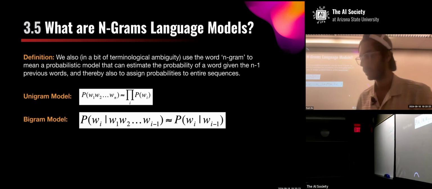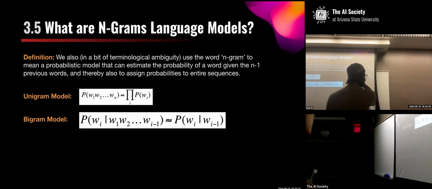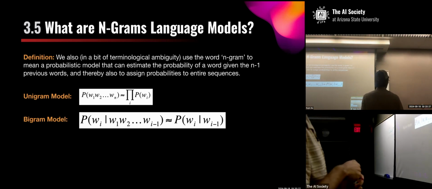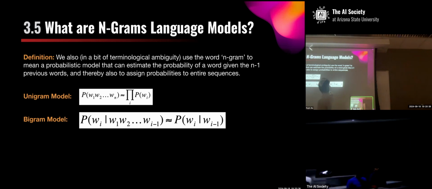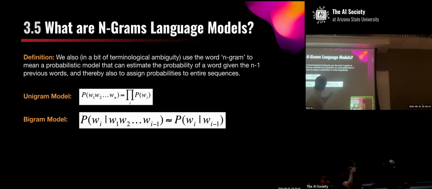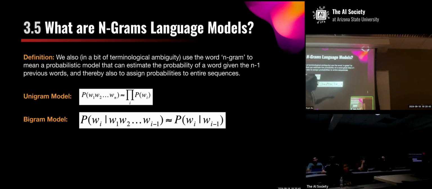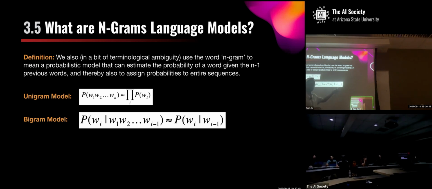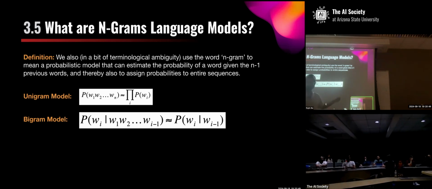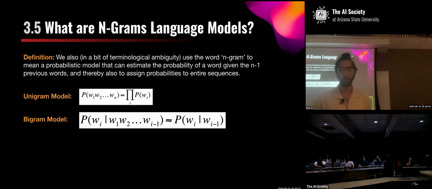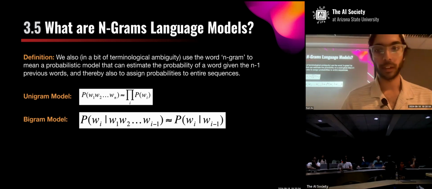As you see, this is an example. Unigram means n is equal to 1. So 1 minus 1, there is no evidence. We'll just calculate the probability without any evidence. If n is equal to 2, a bigram model, you will consider only the last word, like the probability of wi given the last word before the current word. So this is what the n-gram model is.